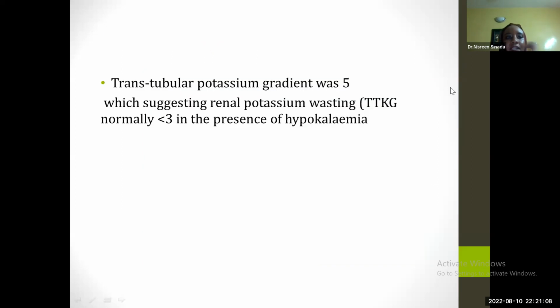Okay, we did the transtubular potassium gradient. You do the urine potassium, the serum potassium, the urine osmolarity, and the serum osmolarity, and you calculate the transtubular potassium gradient. It was 5, which suggests that there is renal potassium wasting. TTKG in the presence of hypokalemia should be less than 3. In our patient, it was 5, so that suggests there is renal potassium wasting.